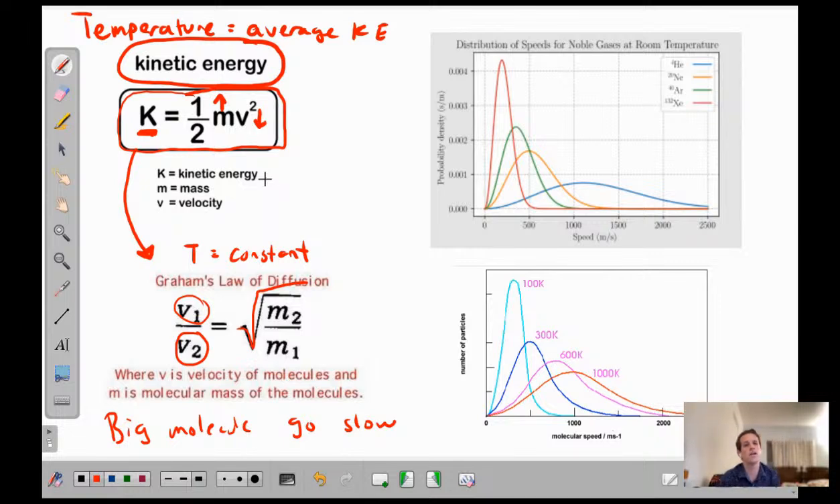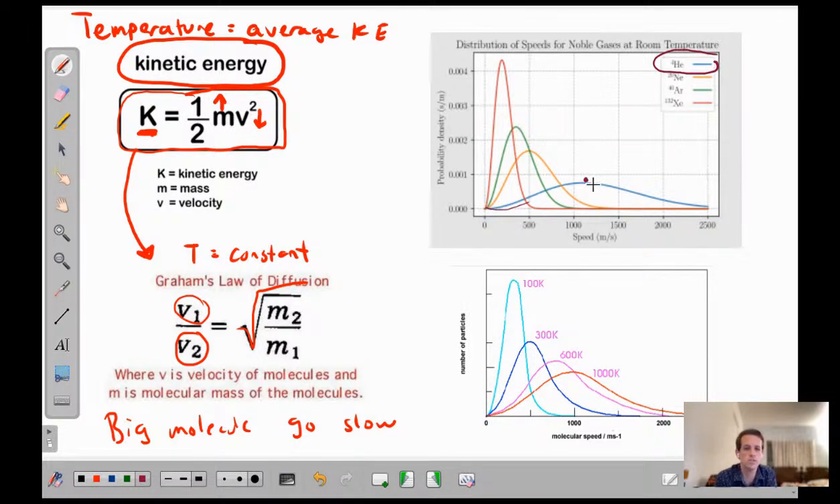Okay, over here on the side are a couple examples of what are called Maxwell distributions. What they basically show us is the connection between speed and how many molecules are moving at that speed. So what we see here in this first one is that helium, the lightest gas, its speed on average is a lot higher.